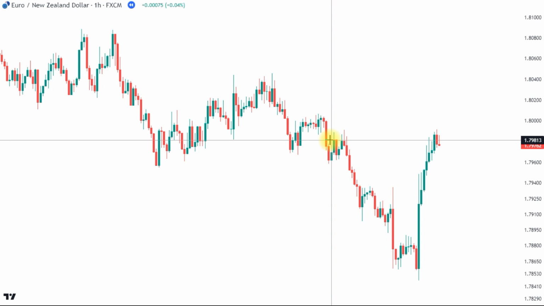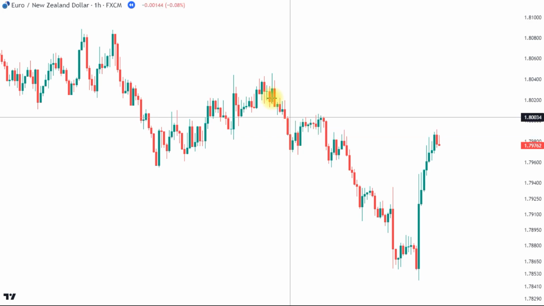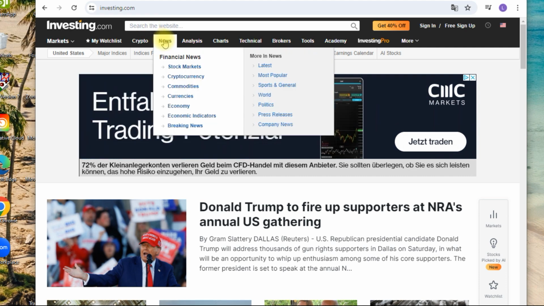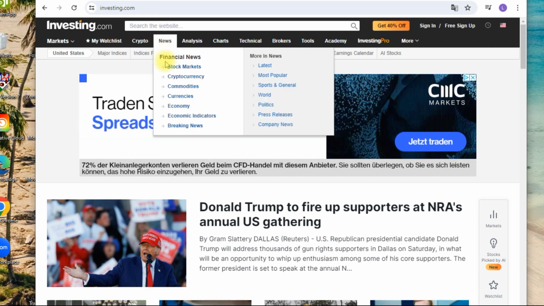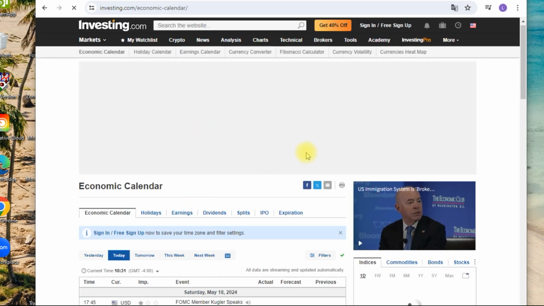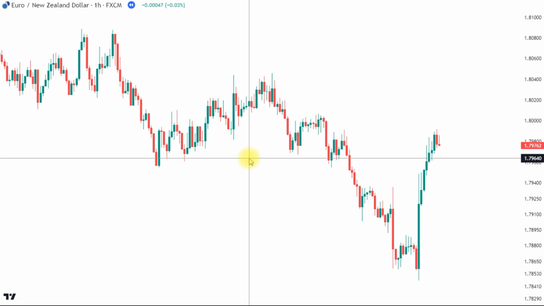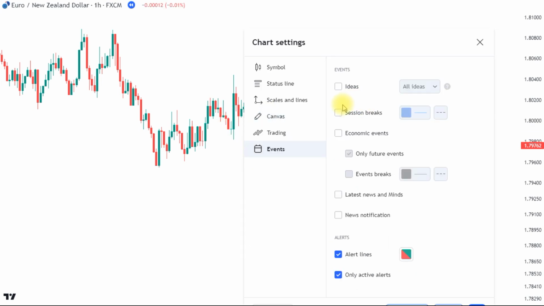Last but not least, of course, you should always check the news also. You can, for example, go to investing.com, and there you will find all news that are coming up. You can go to the currency news. Of course, you can take a look at the economic calendar as well, where the news during that day are displayed. And within the chart, you have the possibility to go into the settings, and also here you find events like economic events, like news notifications. You can check them all to get reported.